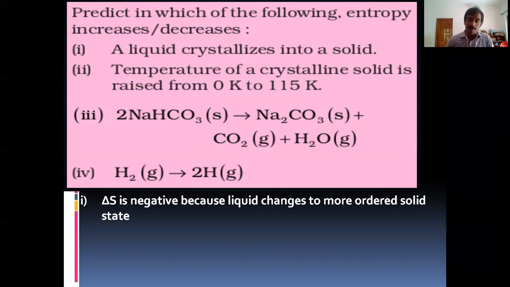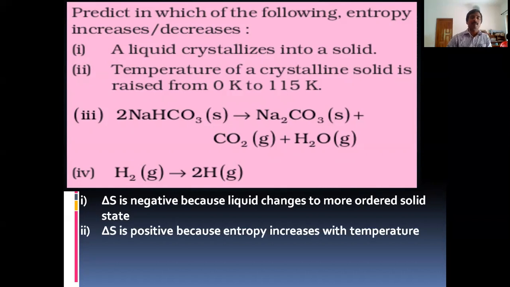Second one, the temperature of a crystalline solid is raised from 0 Kelvin to 115 Kelvin. As the temperature increases, disorder increases, isn't it? When ice is heated, it will melt. Ice is an ordered state and in the liquid the disorder increases. Therefore, delta S is positive in such a case. Entropy increases with the temperature.